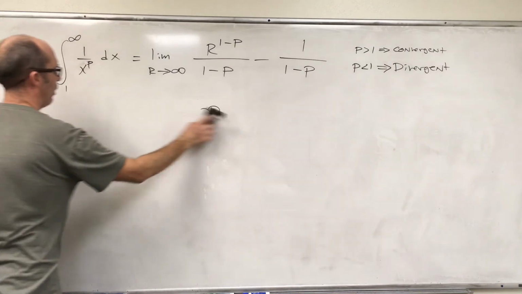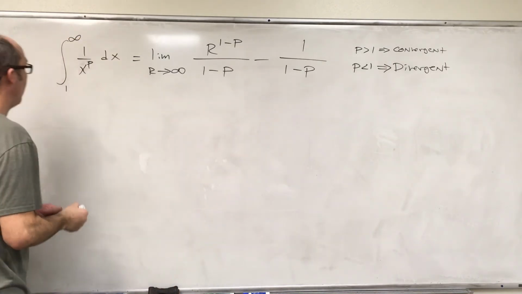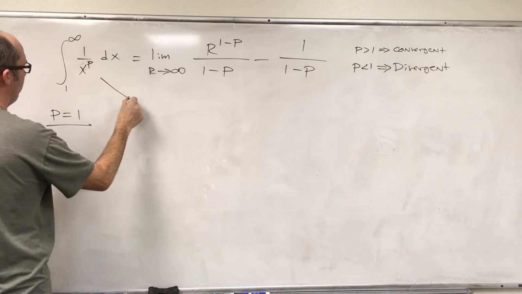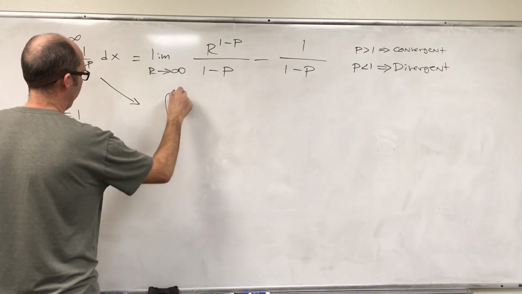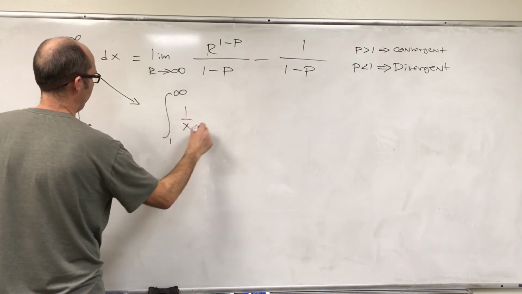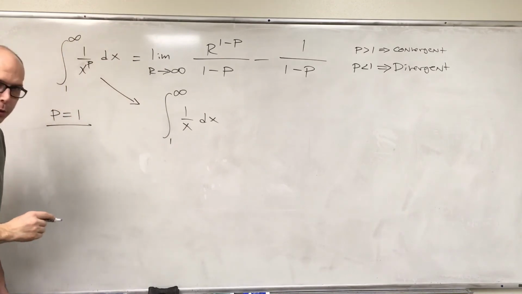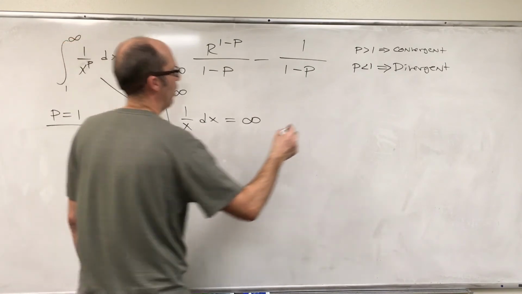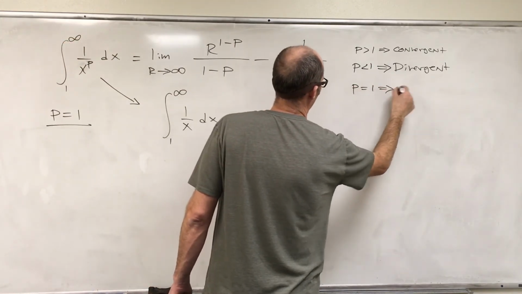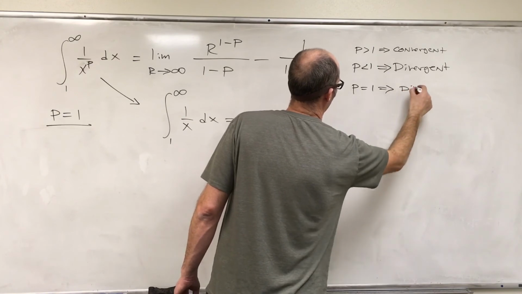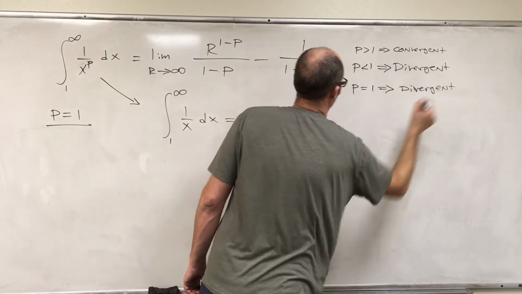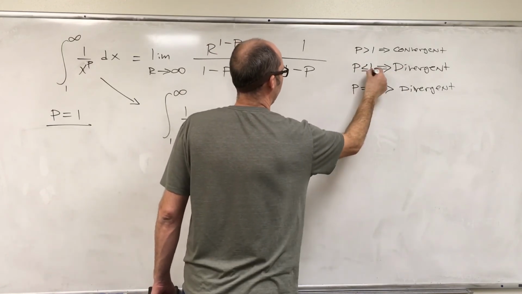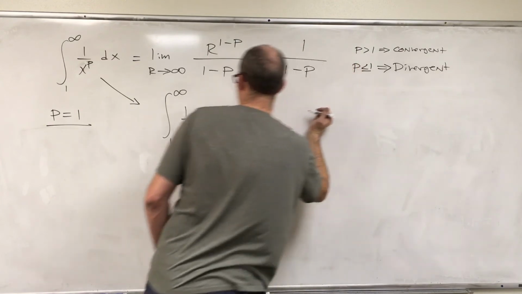Now let's look at the case where p equals 1. When p equals 1, this becomes the improper integral of 1 over x dx, which we've already established diverges. Okay, so less than 1, equal to 1, same result. Let's make that less than or equal to 1.